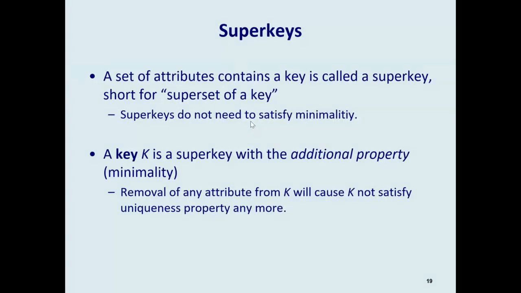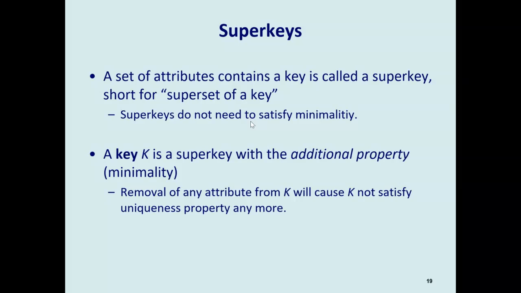Then the superkey. A set of attributes containing the key is called a superkey, short for superset of key. So a superkey must contain the key, and it may also contain some extra attributes. Since a superkey contains the key, it also satisfies the uniqueness constraint. That means every record in the table will have a unique superkey value, because it has a unique key value.